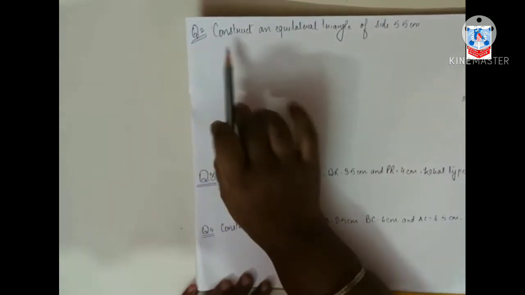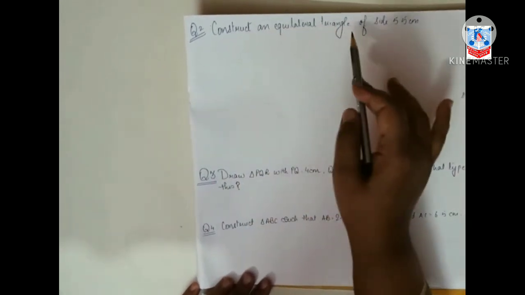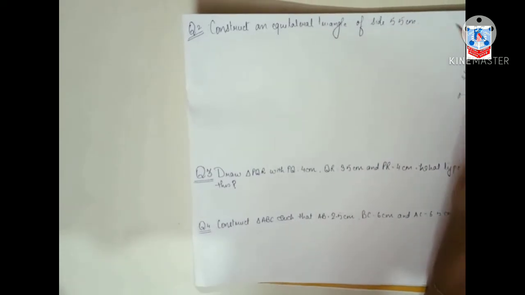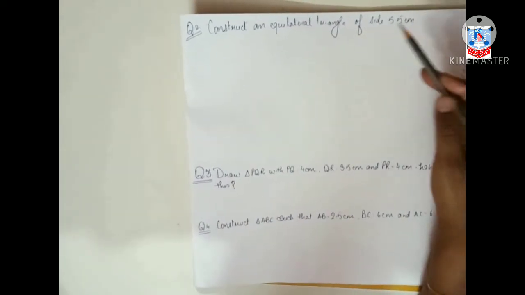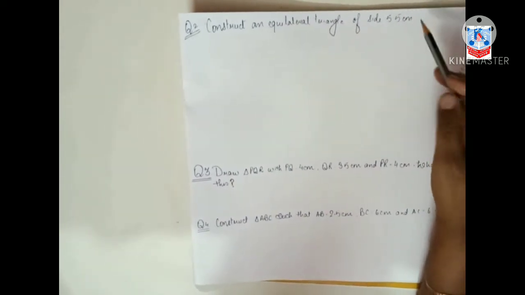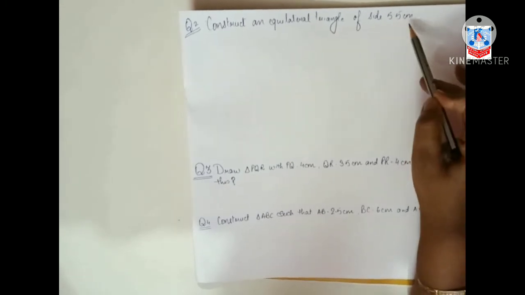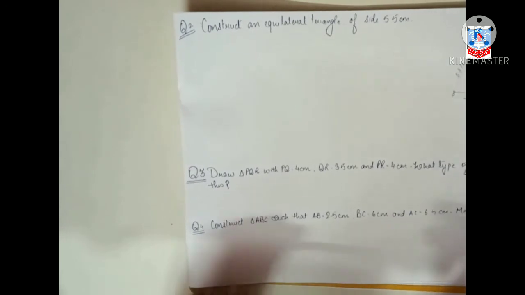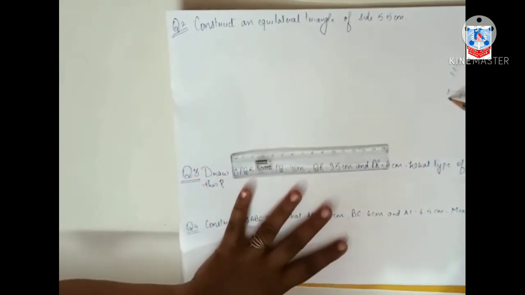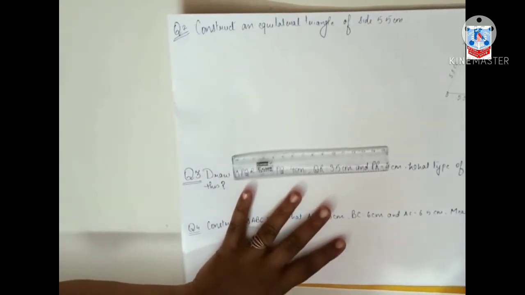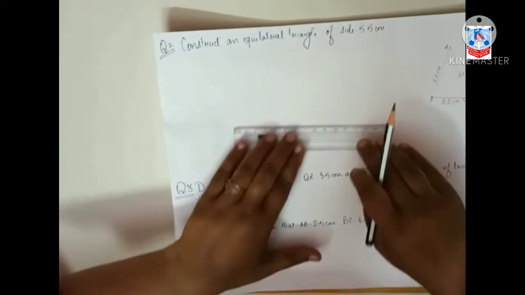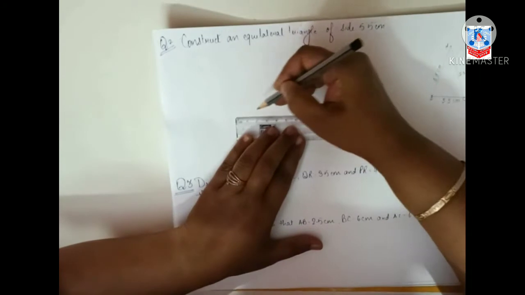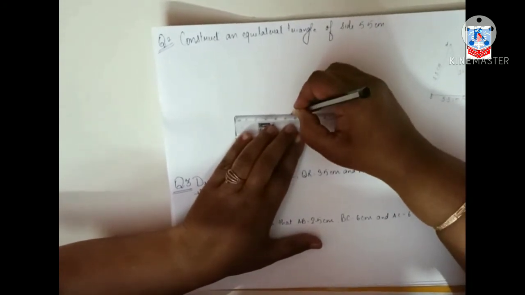Question number 2. Construct an equilateral triangle of side 5.5 cm. Now equilateral triangle means all the three sides equal. That means the measure of three sides is 5.5 cm. First what you will do? We will see here the rough figure is done. We will draw the baseline, that is BC of 5.5 cm. See, here is 5.5 cm.